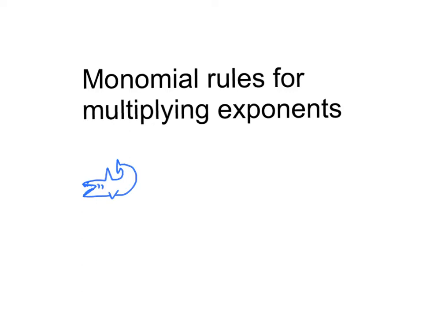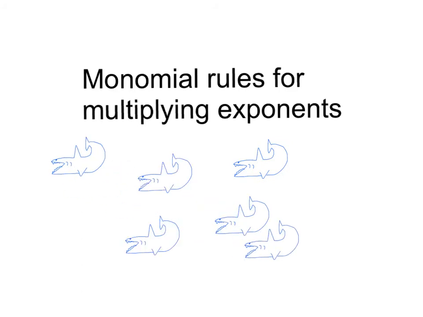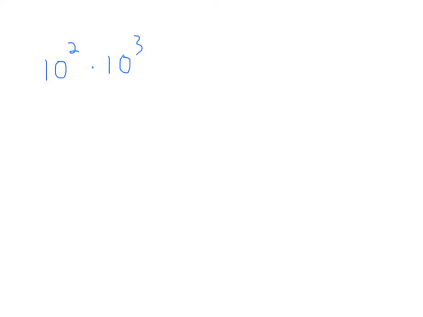Hi everybody, this is our lesson on monomial rules for multiplying exponents. Let's start with something really basic. If we were asked to simplify 10 squared times 10 cubed, we know to write 100 times 1,000, or we could put it into 100,000, and I know that 100,000 can just be written as 10 to the 5th.